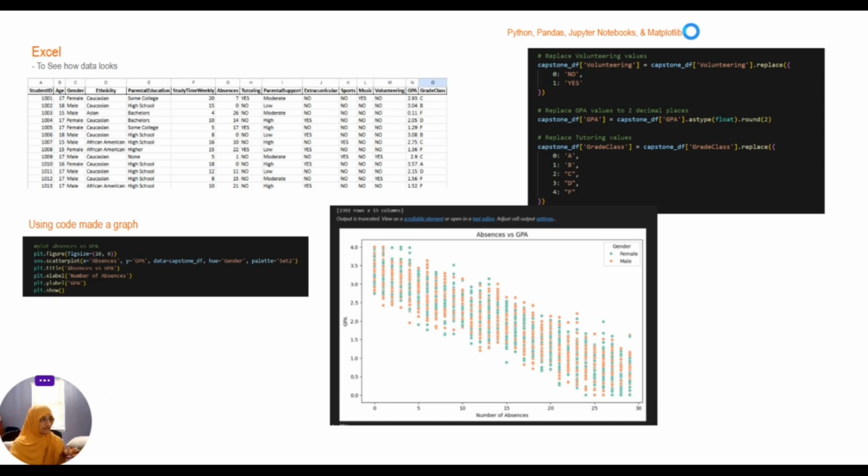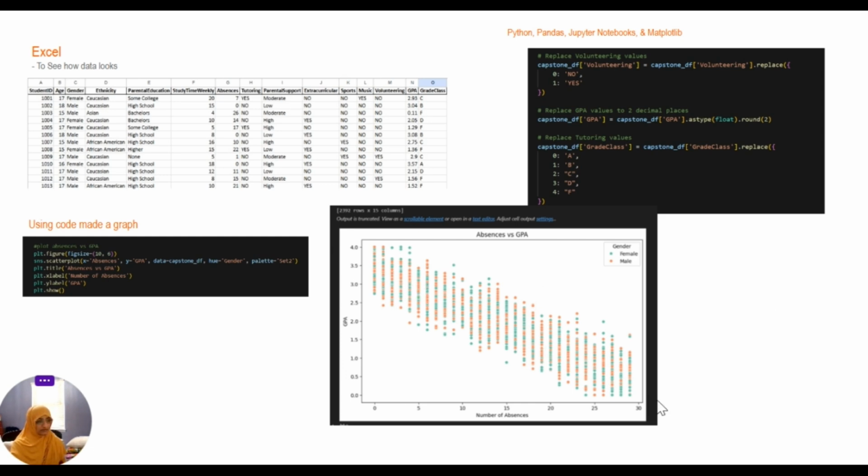Moreover, with Excel, basically I saw all my data and I used this coding and everything using Python, Pandas, Jupyter notebooks, and MATLAB to develop a graph. I only made one graph because I was kind of confused on how to make it, but I tried and I actually developed one using the absences versus the GPA.